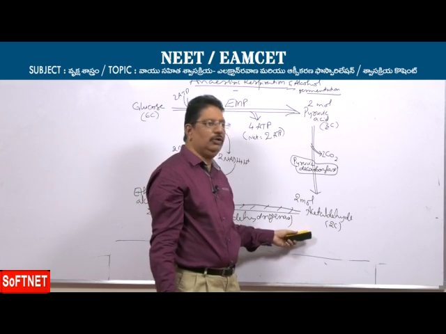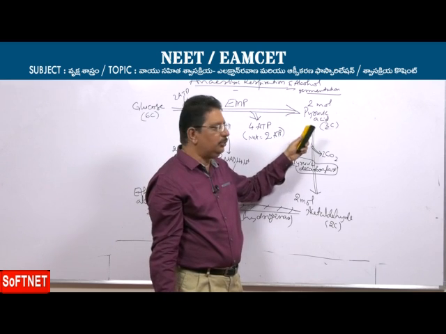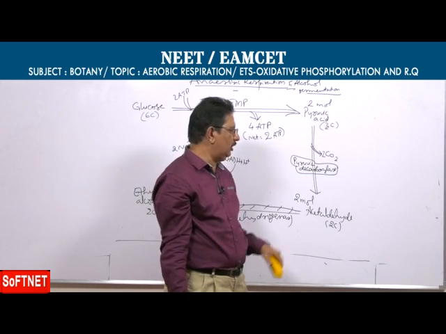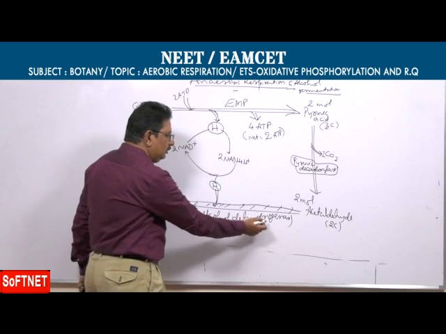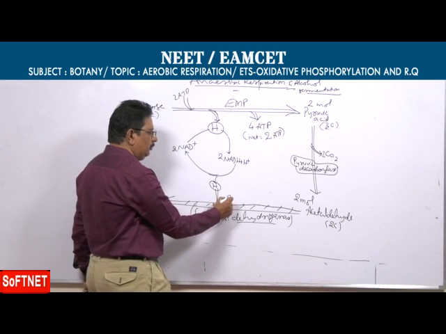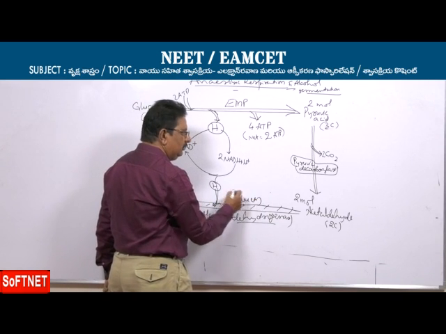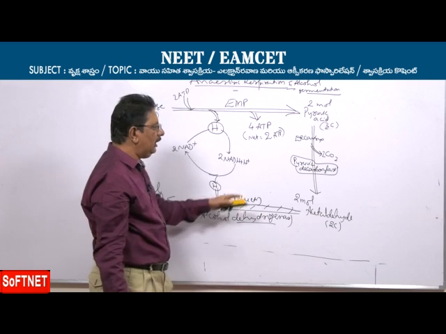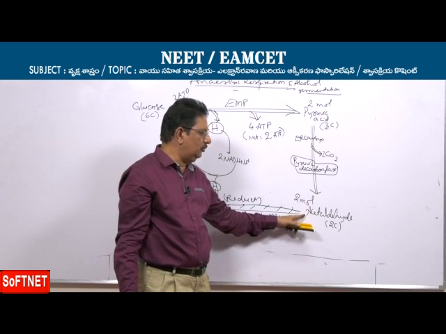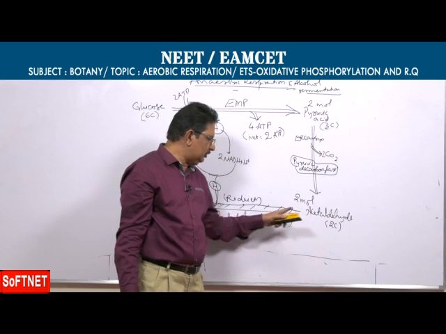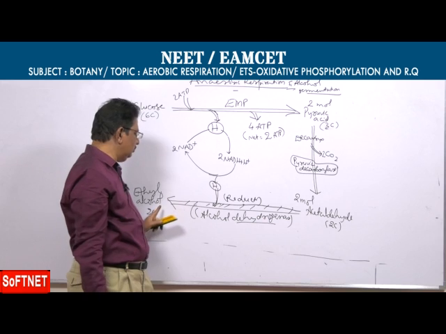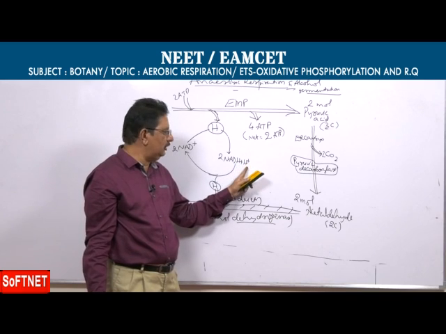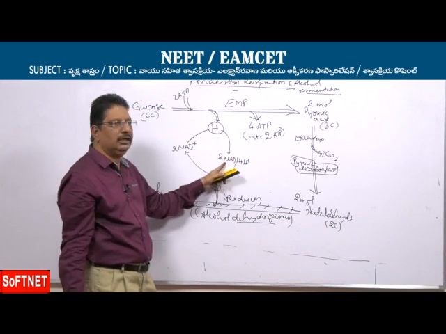Here oxygen is not available. So, instead of undergoing complete oxidation and decarboxylation, pyruvic acid undergoes decarboxylation and then reduction. So, carbon dioxide is released, acetaldehyde is formed, which is a 2 carbon compound. The acetaldehyde is reduced into ethyl alcohol, where hydrogen is donated by NADH plus H plus formed during glycolysis.